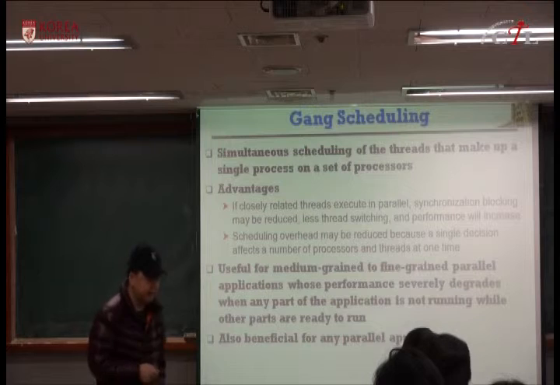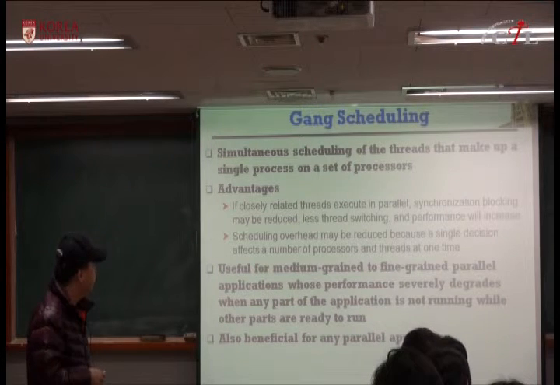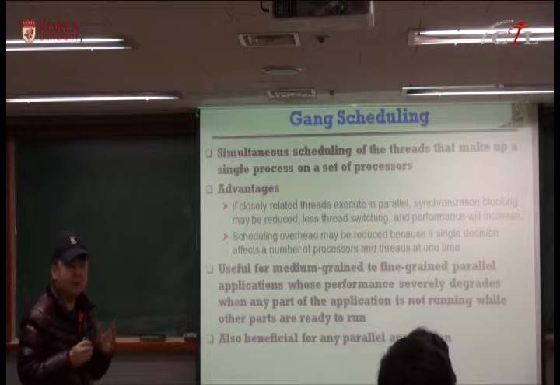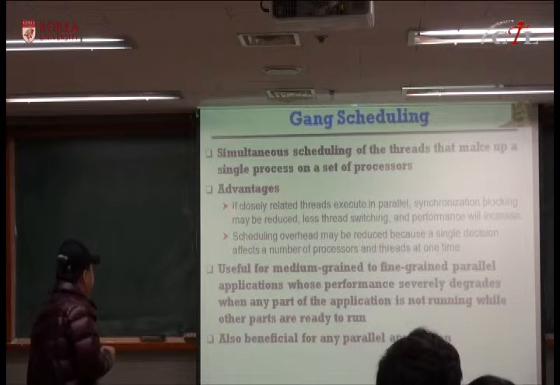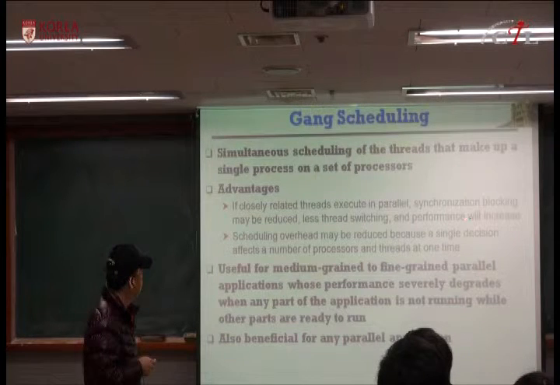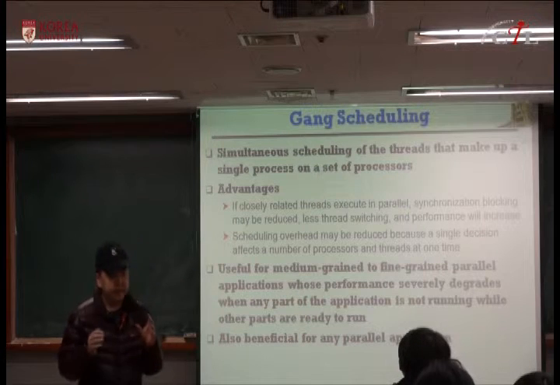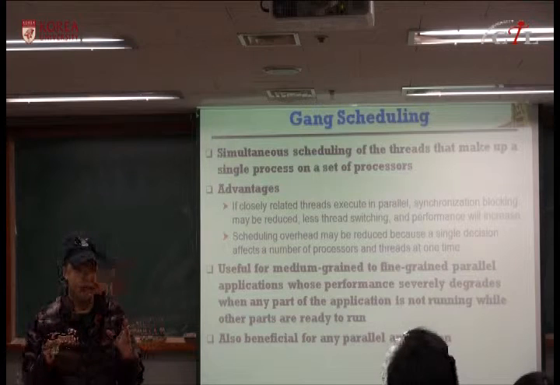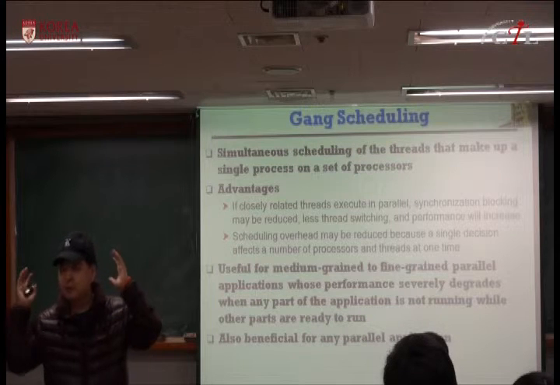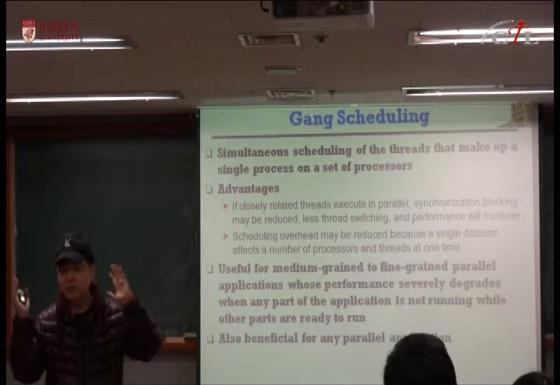Okay, gang scheduling, the second option. So it's assigning a group of threads to a group of processors at the same time instead of one by one. It's called gang scheduling. The advantage is if closely related threads execute in parallel, synchronization blocking can be reduced and there will be less thread switching and performance can be increased. Because gang scheduling is trying to schedule a group of related threads in parallel at the same time to a group of processors, you can assign each thread to a different processor and they can run in parallel, because they are assigned at the same time.